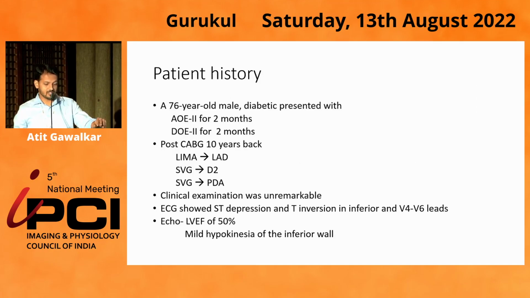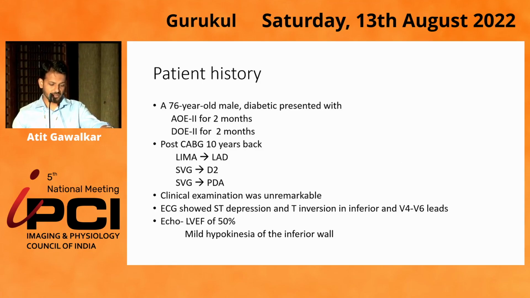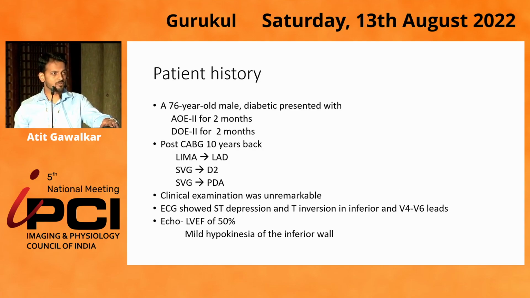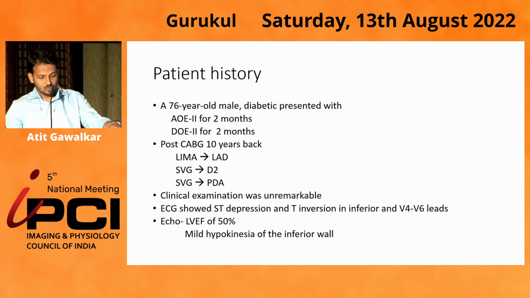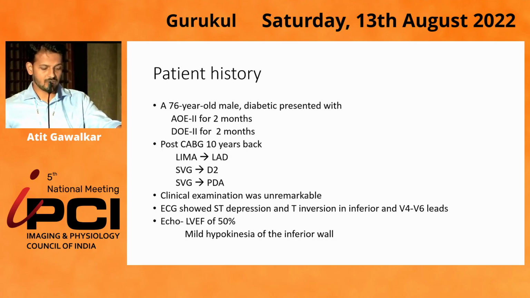So our patient was a 76-year-old male diabetic who had undergone CABG 10 years back. He now again presented with new onset dyspnea on exertion and angina on exertion for the preceding 2 months. He had undergone CABG with arterial graft to LAD and venous grafts to diagonal and PDA.